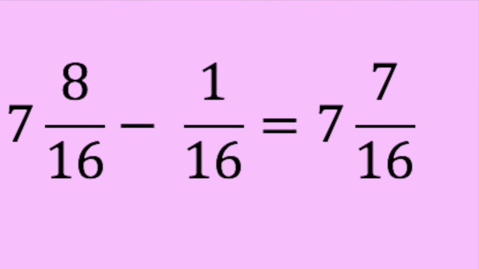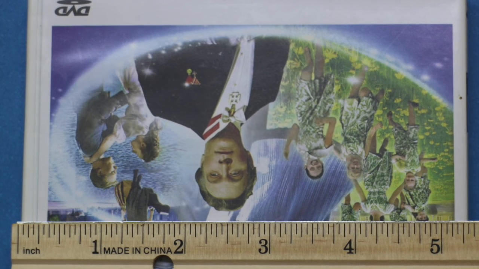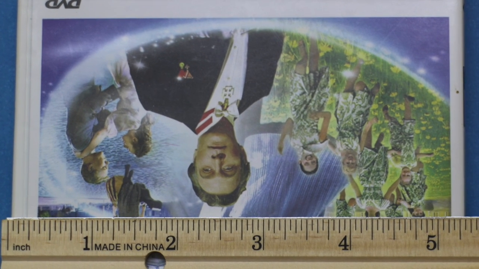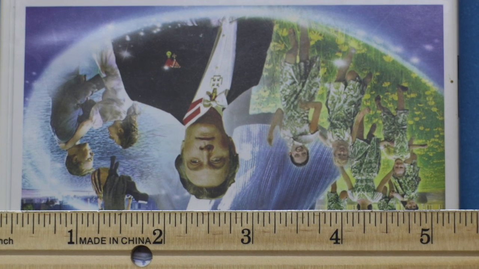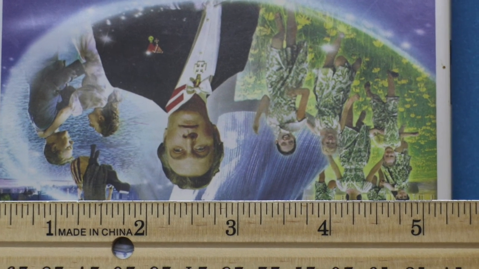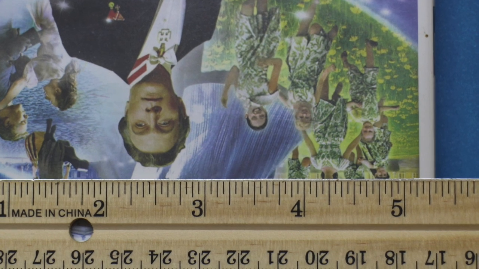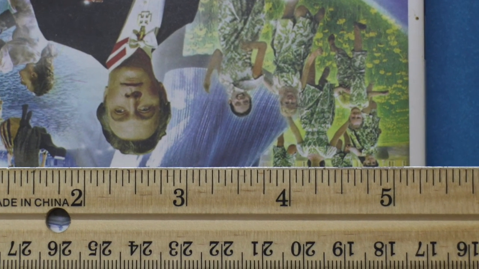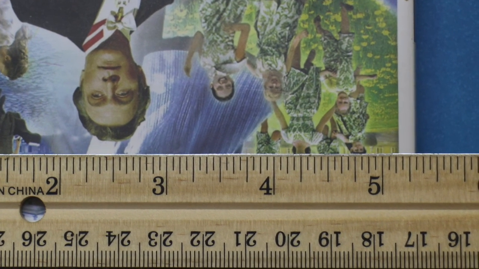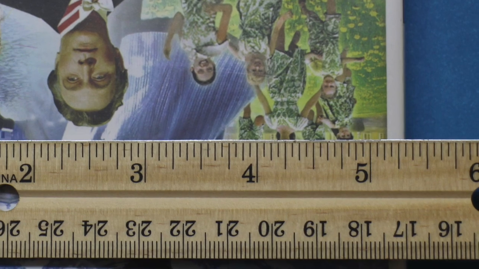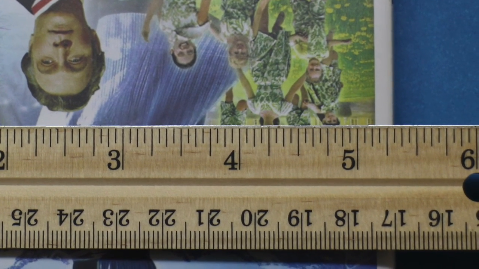That was the length. What is the width of the DVD case? It's about 5.25 inch. I would say a bit more. Let's add 1/16. 5.25 inch is 5 and 4/16. Add 1/16 and I get 5 and 5/16 of an inch.